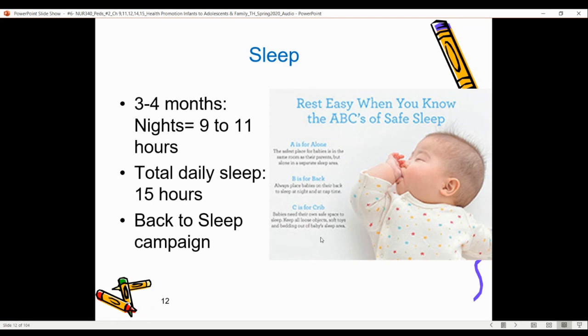Can twins sleep in the same crib together? Yes, and we do actually recommend that twins sleep in the same crib together. We want to make sure that we're still following those same safety guidelines, but because they are used to it, it is something that's encouraged.